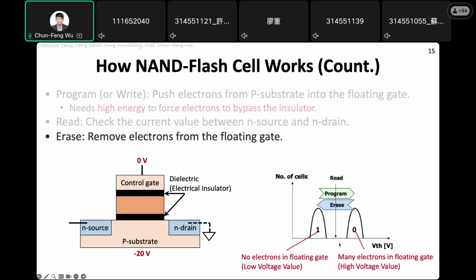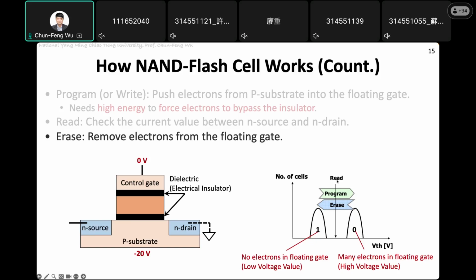So this is only just to let you know what program and erase are. Initially there will be no electrons inside all the floating gates, so you can think about all of that as bit 1. Okay, and if you are going to switch bit 1 to bit 0, what you are going to do is a thing called program. Program is going to push the electrons from the P substrate into the floating gate. Then you will have enough electrons inside the floating gate, so it will become bit 0.